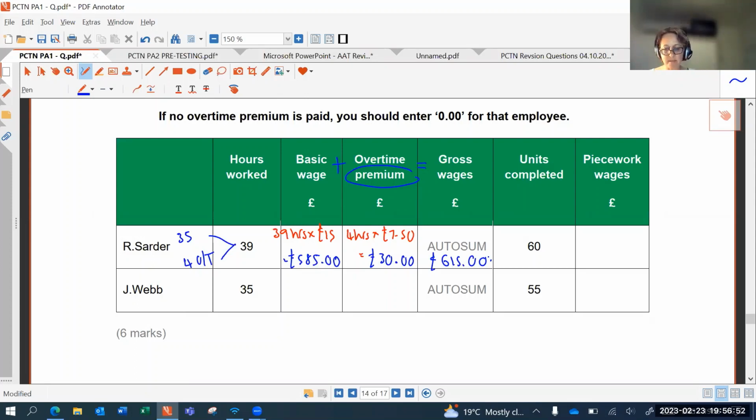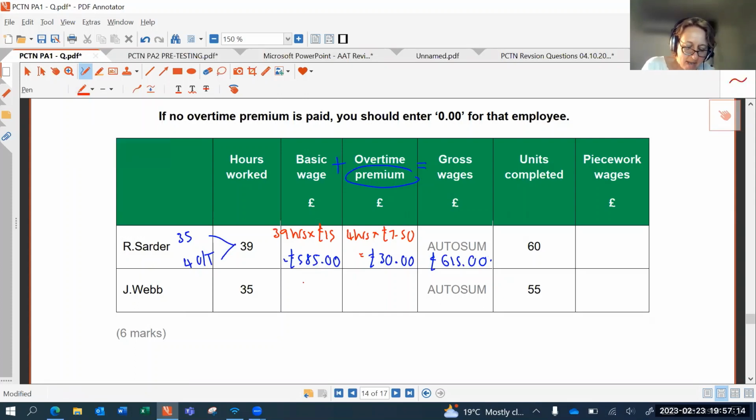So definitely something to practice, making sure that you are spotting whether it says premium or whether it's just asking for overtime pay. Okay. Now, JWeb is actually easier because JWeb doesn't have any overtime. So they're just a lot less complicated altogether.